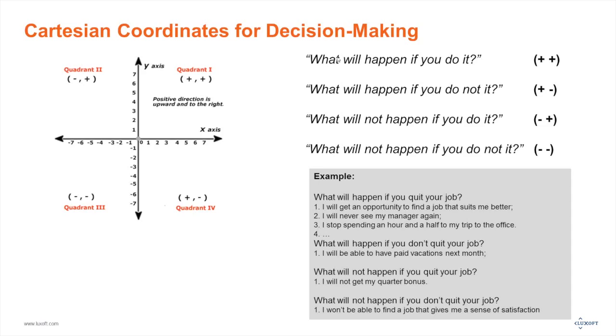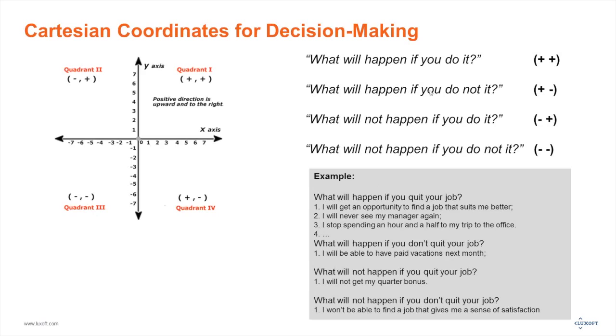Here we tested, first of all, the positive scenario. What will happen if you do it? There is no not, so it is a positive statement. And then you write down all the answers to this first question. So this technique helps you to gather as much information as possible to make your decision more effective. When all the answers to this statement are written, you test your statement with the second case.